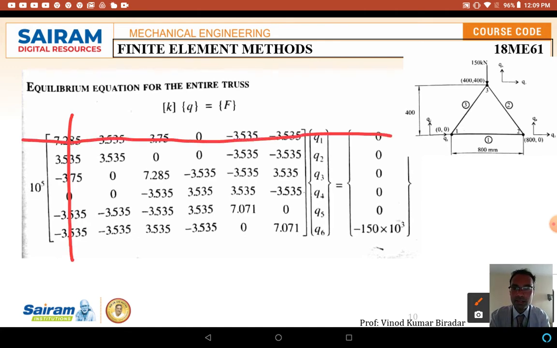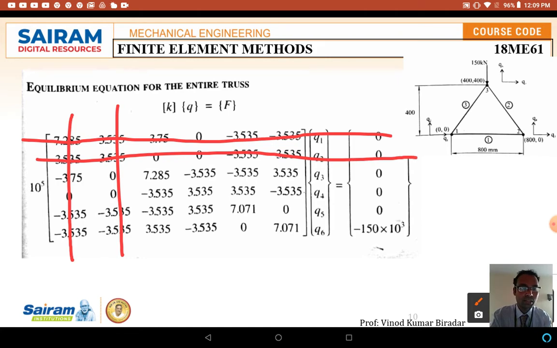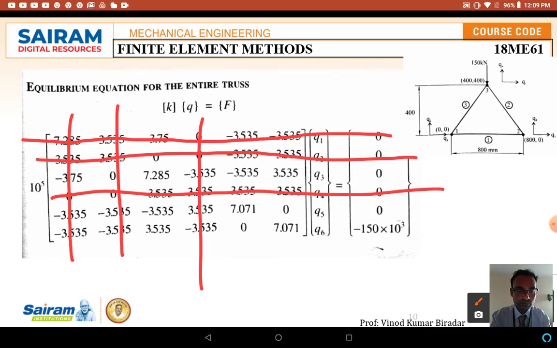Coming to the second row and second column, like this you have to delete. And one more, at node number 2 it is a roller support. Roller means movement along the x direction takes place, whereas in the y direction it is fixed, so Q4 you also have to delete, like this. After deleting, what remains is 10 to the power of 5 is equal to Q3, Q5, Q6 will be there.